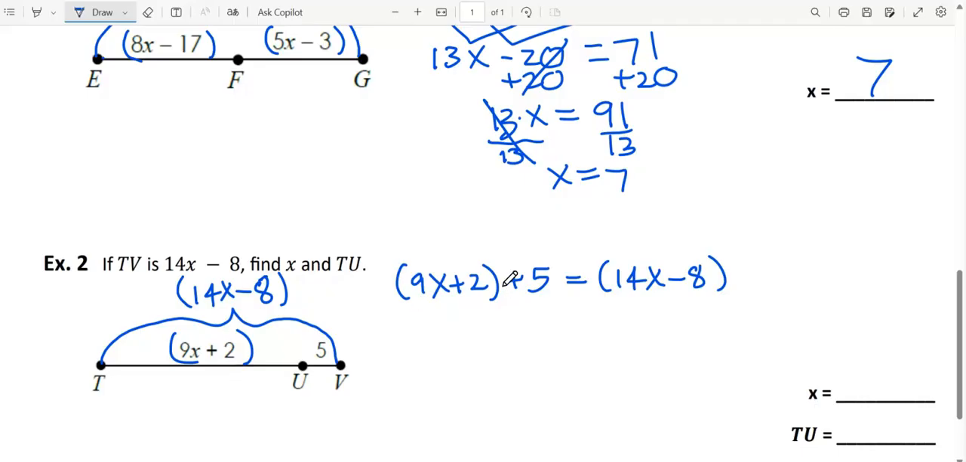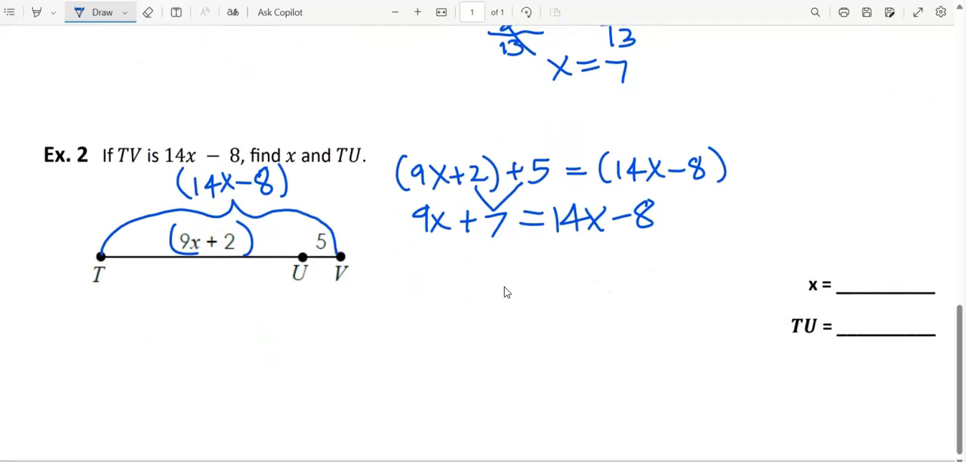My bad. Before we do that, can we combine any like terms? No. So the x's are not on the same side, but look right here. Regular old numbers, those constants, you do want to combine those first. It'll make life a little easier, okay? A regular 2 and a regular plus 5 add up to make what? 7. So bring down 9x plus 7 equals 14x minus 8, okay?